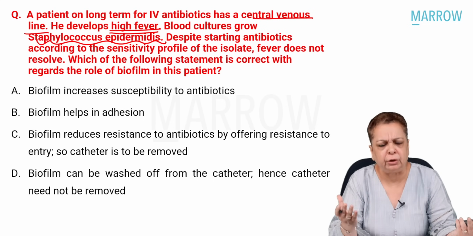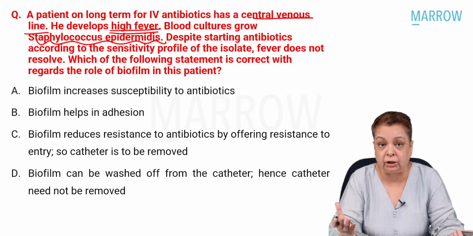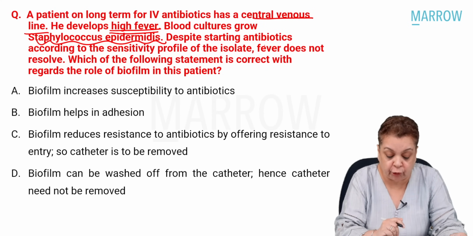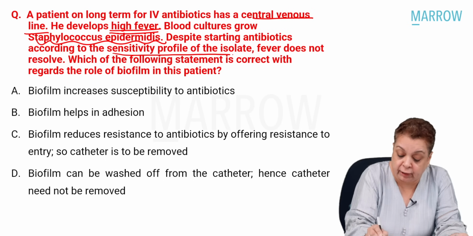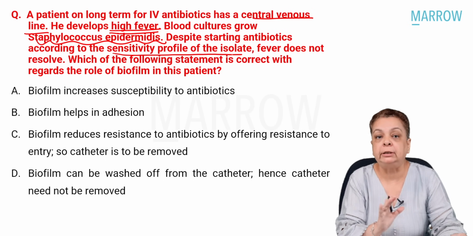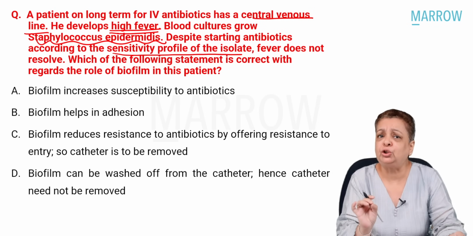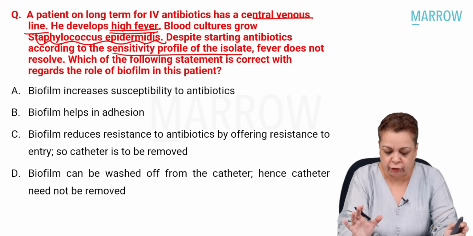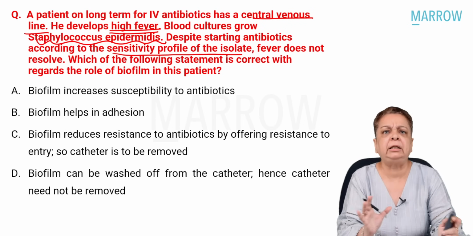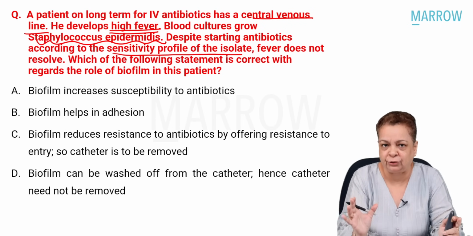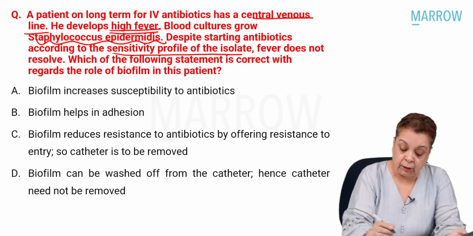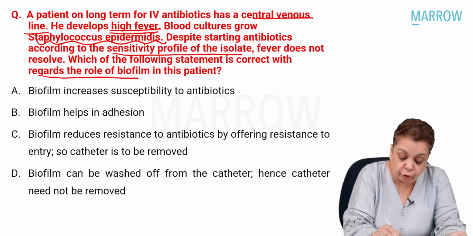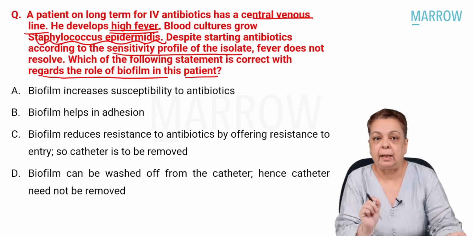That's pretty simple. It's the most common cause of bacteremia in patients who are IV catheterized. Despite starting antibiotics, according to the sensitivity profile of the isolate, fever does not resolve. I'm not sure about the wordings of this question. Please just pardon us for that, because basically we need to know what the question was actually asking us. Which of the following statements is correct with regards to the role of biofilm in this patient?